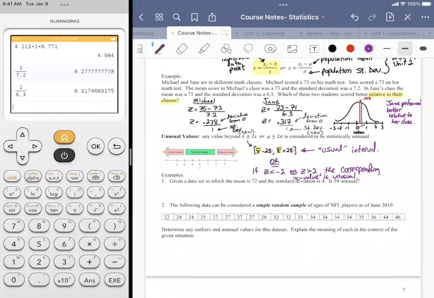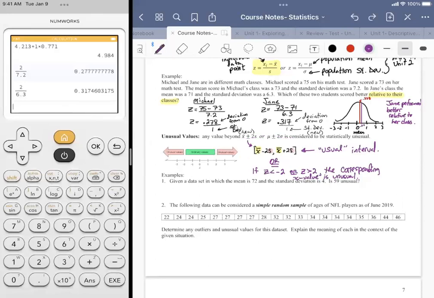And a little tip, if you see a raw set of data and they're just asking you to determine if there are any unusual values, then you're going to want to use the bracket method, this one here. But I'll take you through them both.